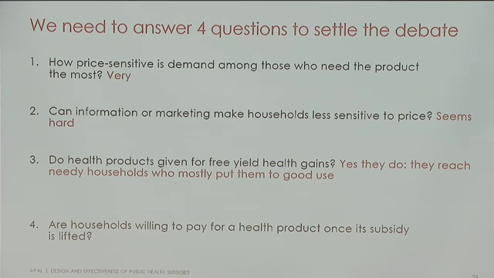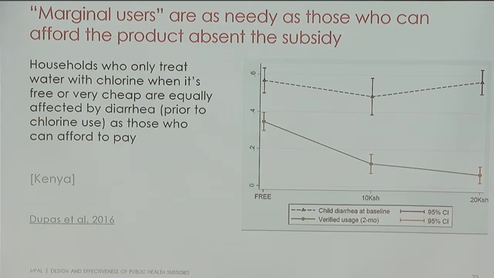So far we've shown that there's very price-sensitive demand, and it's very hard to shift. And so we may need to subsidize heavily. And the good news is that people do put products that they get for free or very cheap to good use. Although you may have noticed on the previous graph that for chlorine, usage when it's delivered for free at home is less than 50%. Okay, so this is this one here.